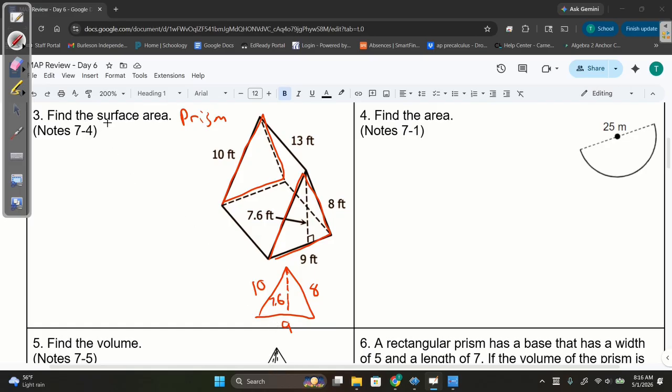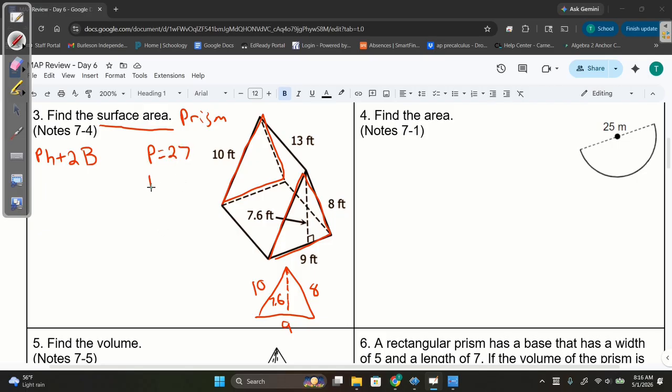We want to find the surface area of the prism. The formula for the surface area of a prism is perimeter times height plus 2 times the area of the base. Well, I can do that. The perimeter is going to be all the sides of my base added up. 10 plus 9 plus 8. That's 27.